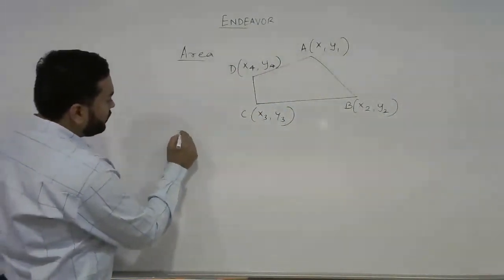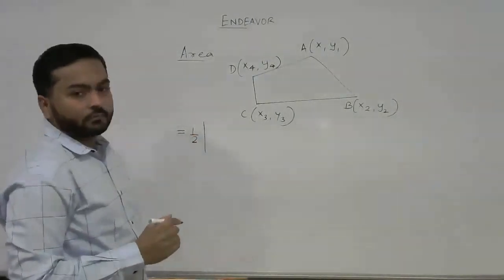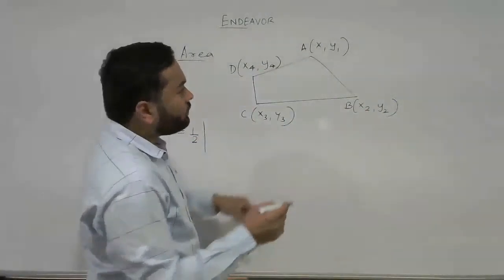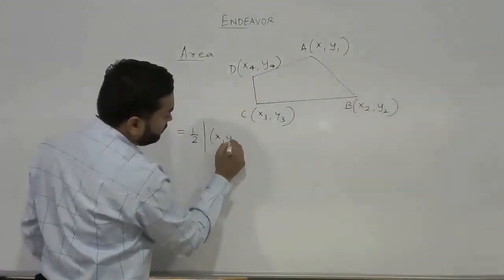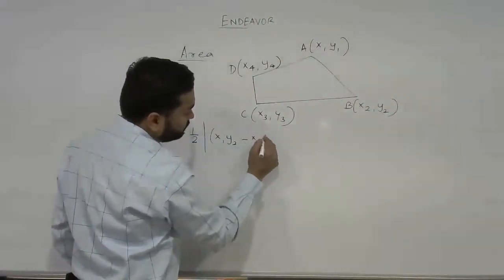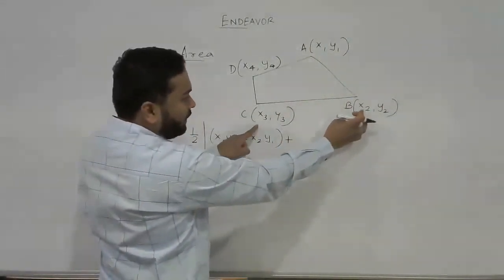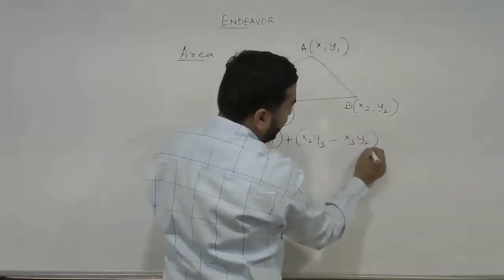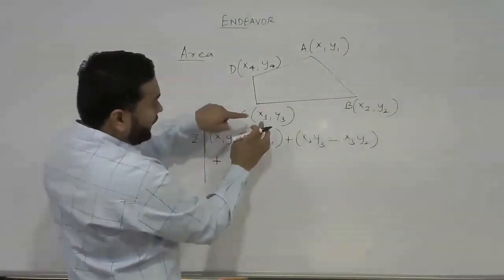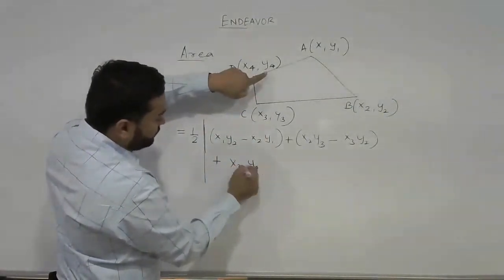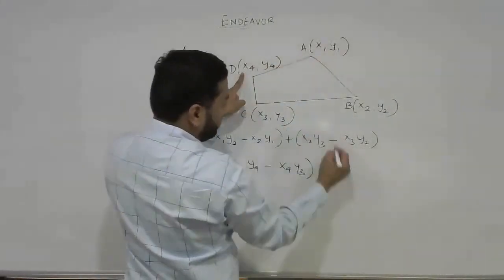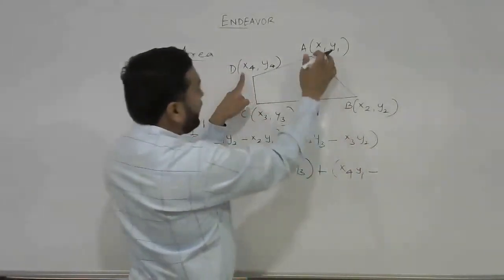Okay. So the area would be given as half modulus of. If I am taking these two points, x1 y2 minus x2 y1, plus, and let's take these two points, x2 y3 minus x3 y2, plus, now let's take these two points, so it is x3 y4 minus x4 y3. Now let's take these two points, so it is x4 y1 minus x1 y4.